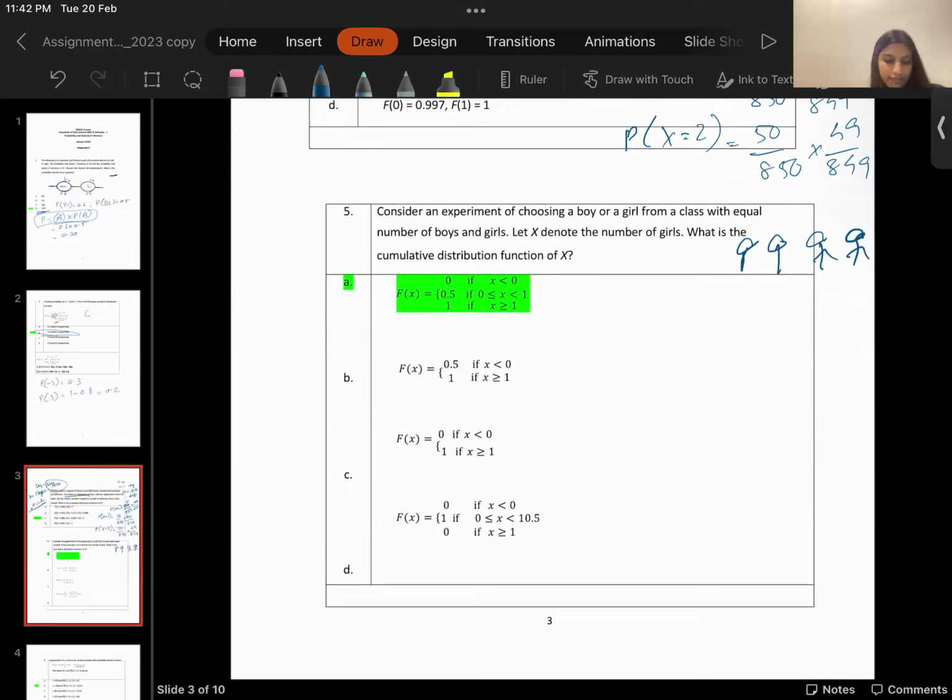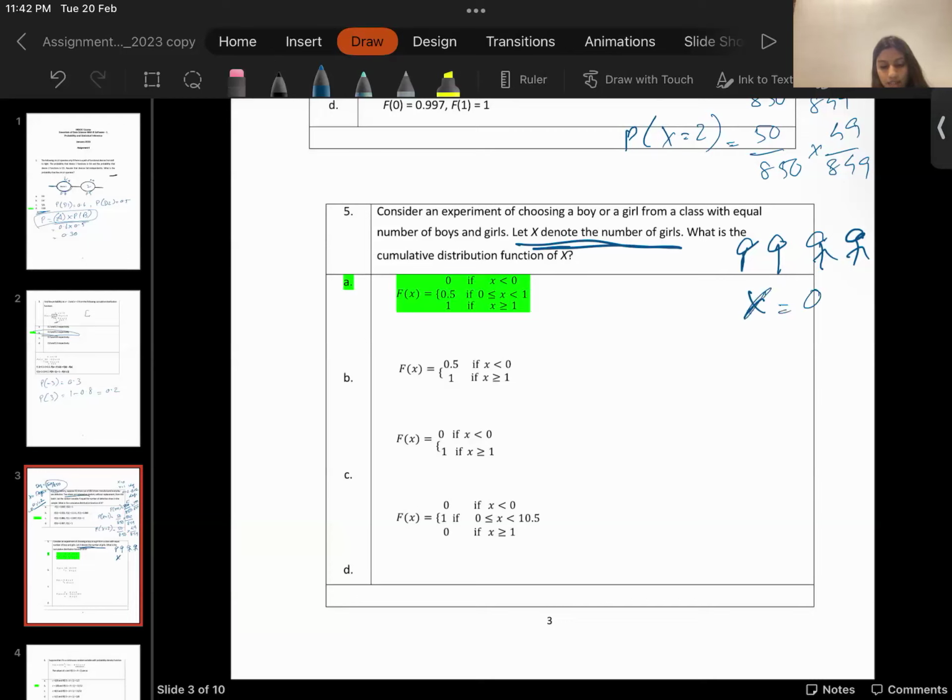What is the cumulative distribution function of X? So random variable X denotes the number of girls. Right. Choosing a boy or a girl with equal number of boys and girls. X denotes the number of choosing girls. So you just pick one student and the X denotes the number of girls.